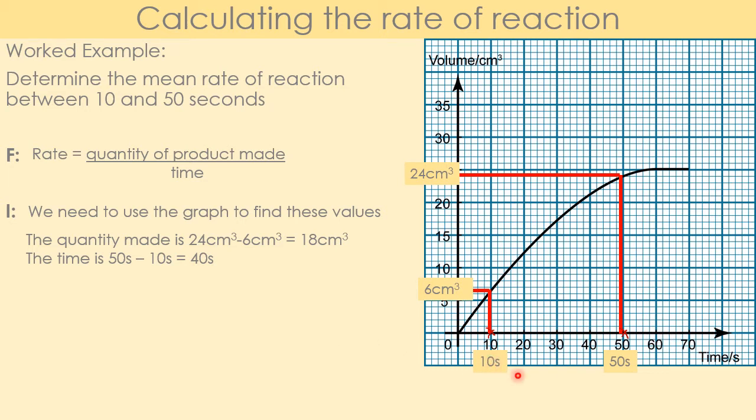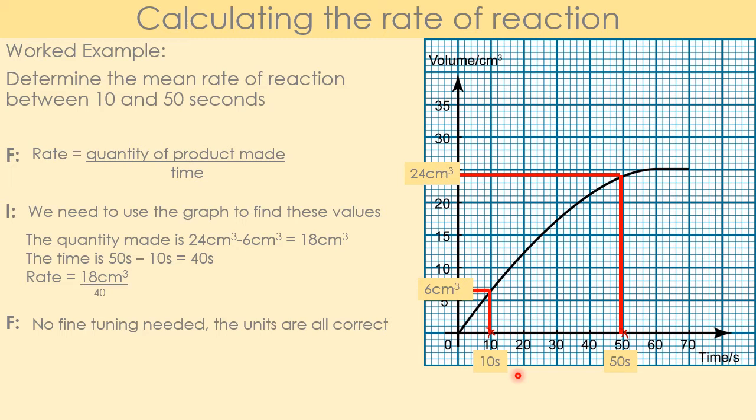That was my time. I can now put those values into my formula. So I get 18 centimeters cubed divided by 40 seconds. Do I need to do any fine tune or any rearrangements? Nope, I don't. My units are all correct. I've got centimeters cubed and I've got seconds.